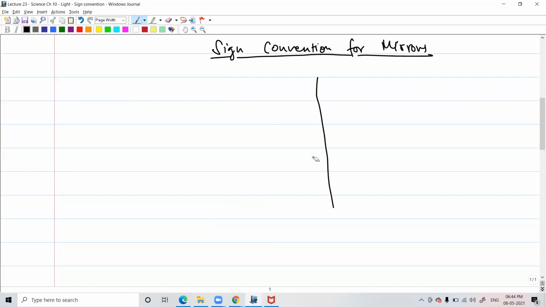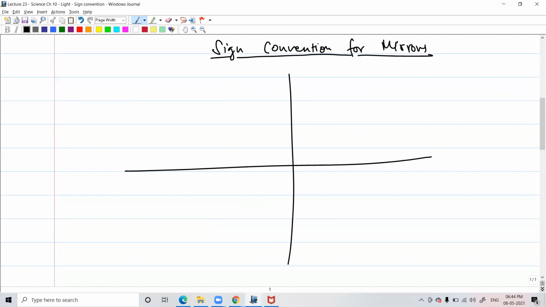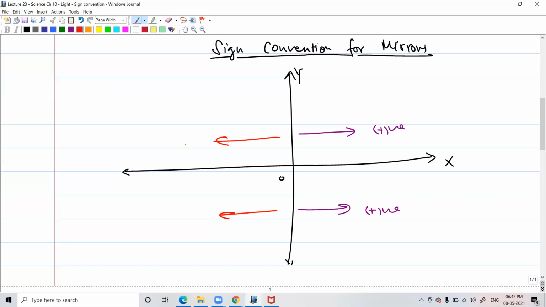In fact, this sign convention is not separate for both of them, but we will see them separately anyway. You all remember the coordinate system, right? XY plane. Everybody understands this? X-axis, Y-axis. Okay. So anything to the right of this Y-axis, you know it will be positive, correct? And anything to the left of this will be negative.